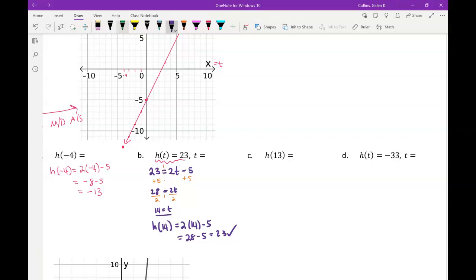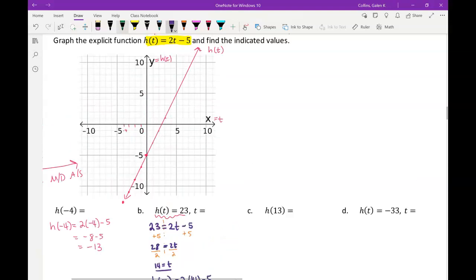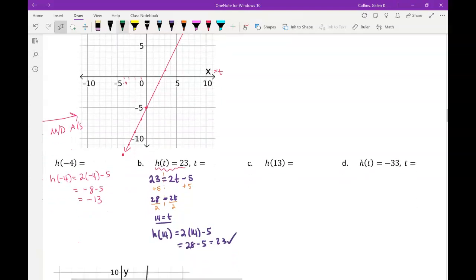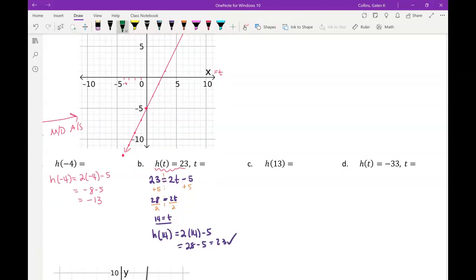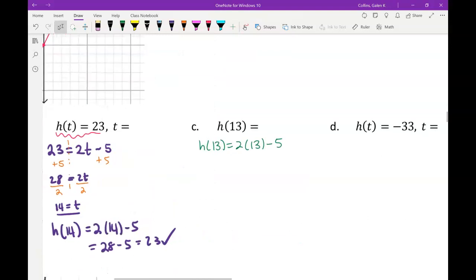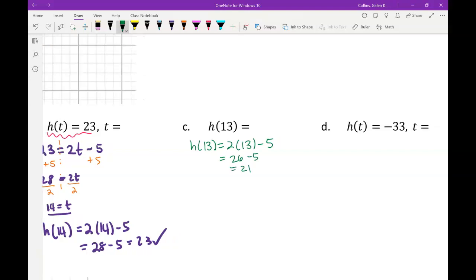All right, we're also asked to find h of 13. So again, I'm not going to see that on my x-axis because the x-axis only goes out to 10 in this graph, but I could still find h of 13 by evaluating h of t for when t is 13. So 2 times t minus 5 becomes 2 times 13 minus 5. 2 times 13 is 26. When I subtract 5 from that, I get 21. So the value of h of 13 is 21.